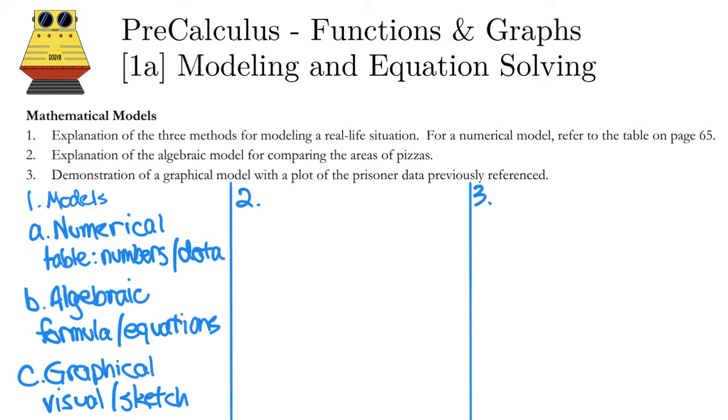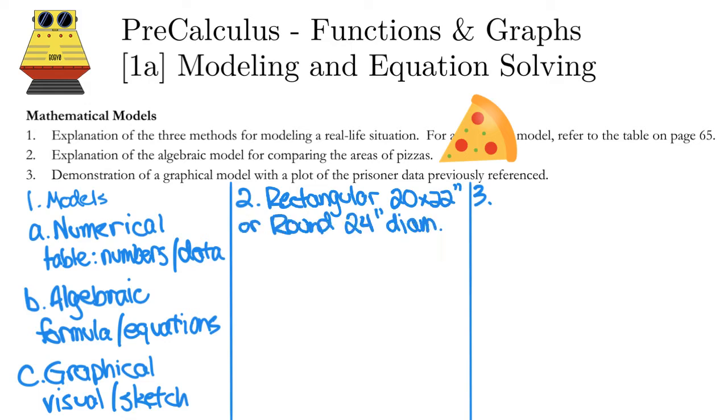Here's a situation. We can choose from 2 different shapes of pizza. One is rectangular and one is round. They both cost the same amount of money, so we're trying to maximize the amount of pizza that we get for our money. The size of the rectangular pizza is 20 inches by 22 inches, and the round pizza is a 24-inch diameter. So how do we do this?